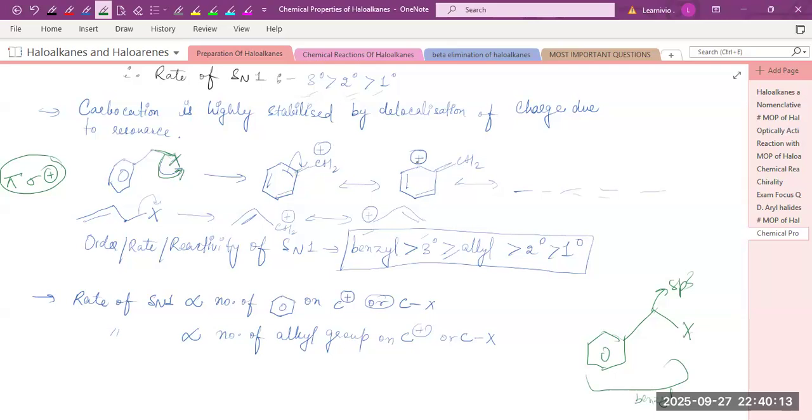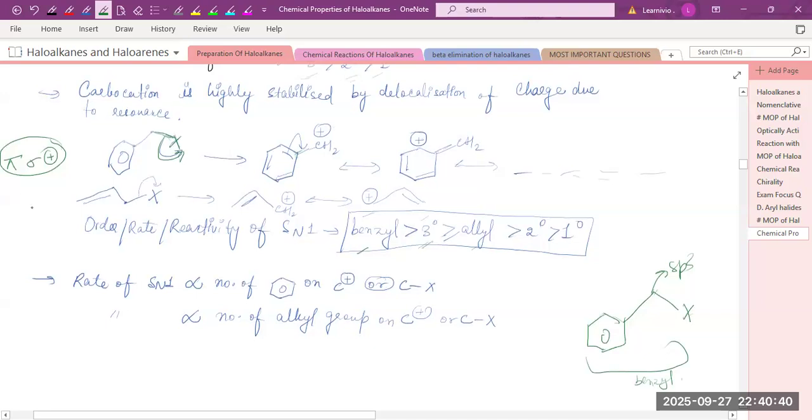So that's why when you compare the 3 degree carbocation or the benzyl carbocation, benzyl is more stable than the 3 degree carbocation. Just keep this in your mind, and it's due to the delocalization of charge. So benzyl, then your 3 degree alkyl halide, then your allylic. Now, what does allylic mean?